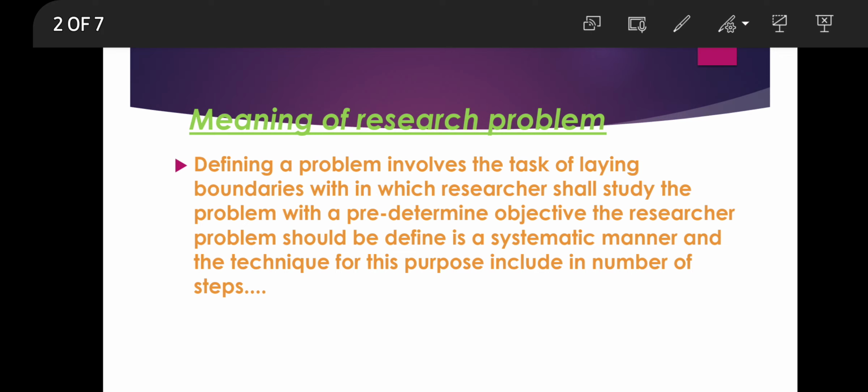First of all, the meaning of research problem. The meaning of research problem is that we have to define a research problem in a very clear sense. Now the question arises, what do you mean by defining a problem? Defining a problem involves the task of laying some boundaries. It means we have to define some limits within which the researcher can conduct his study. And along with these limits there are some predetermined objectives also, and for the fulfillment of these predetermined objectives, the research problem should be defined in a very systematic manner.